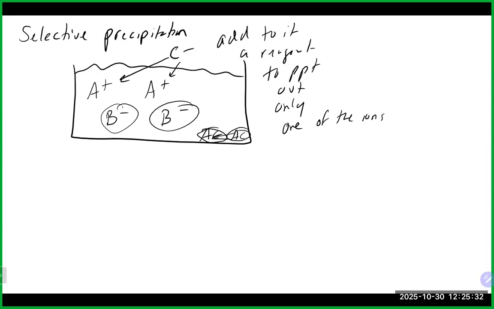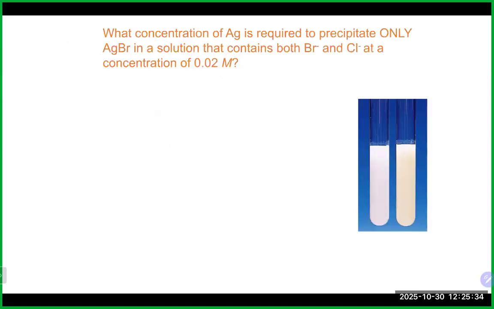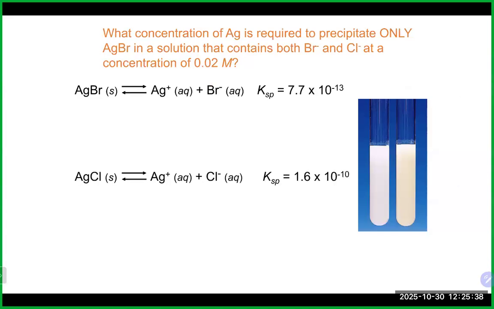So let's go through an example of this and illustrate how we could use that. Let's say we had a solution like we do here, and in that solution, we have bromide ions floating around and we have chloride ions floating around. And in this particular case, we want to add silver to it. So we want to add some silver ion to it. The silver here would be our precipitating reagent.